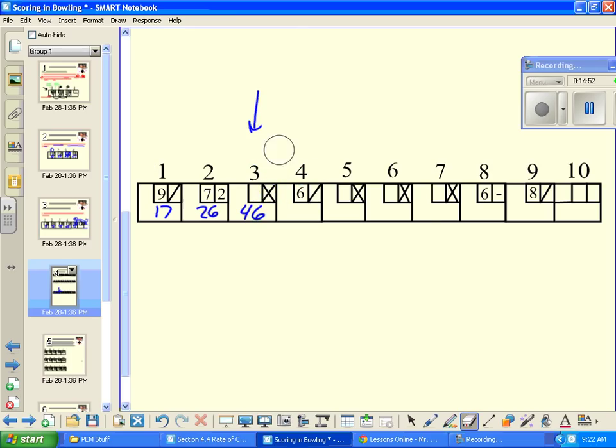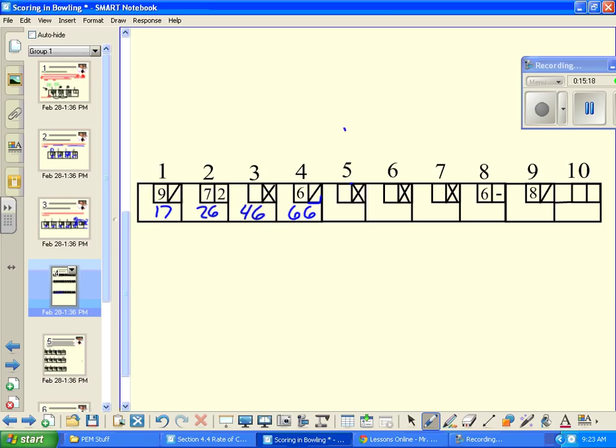Fourth frame, I got a spare. That means I got all 10 pins down. Well, 10 plus my next throw, I got a strike. So in this case, 10 plus 10, the spare is also worth 20 pins. So 20 plus 46 gives me 66. So up to 66 so far in the fourth frame.